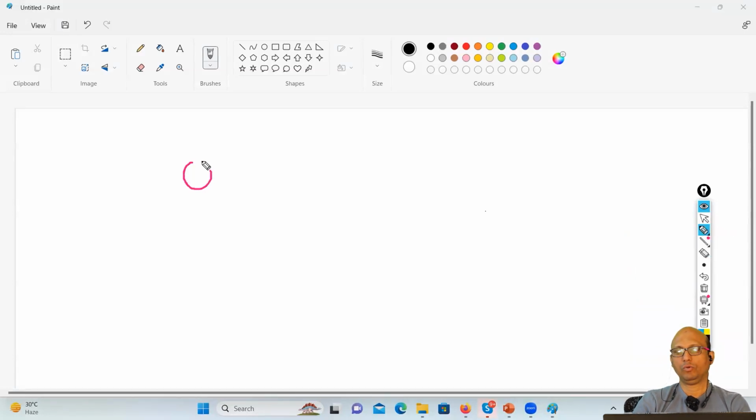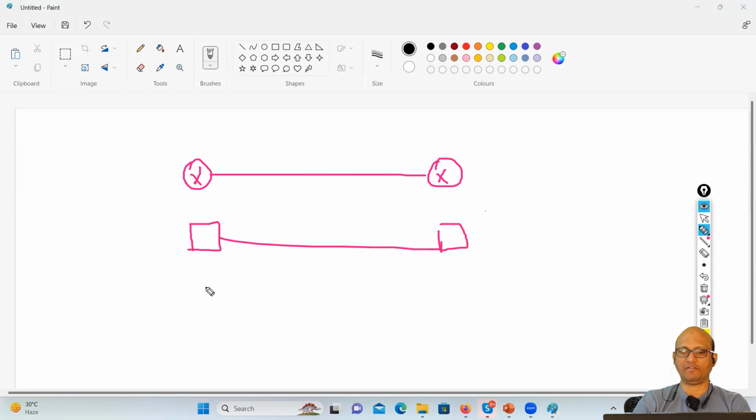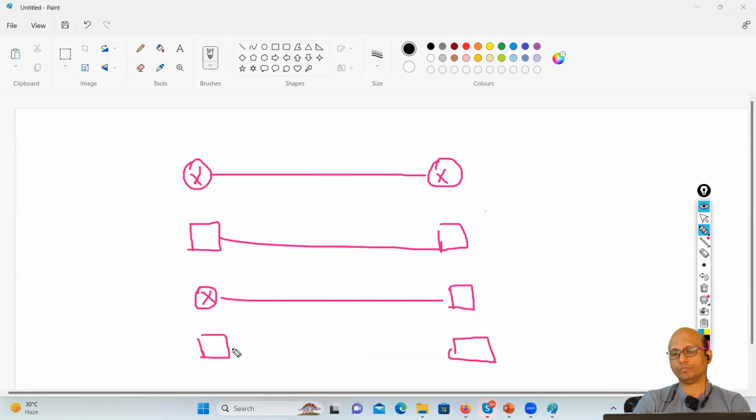Suppose you have two routers. Always remember, VPN can be done between two routers. VPN can be done between two firewalls, be it a next generation firewall or ASA. VPN can be done between a router and a firewall. VPN can be done between two different vendors' firewalls also, or two different vendors' routers also. Because I told you it is an open standard IETF framework.